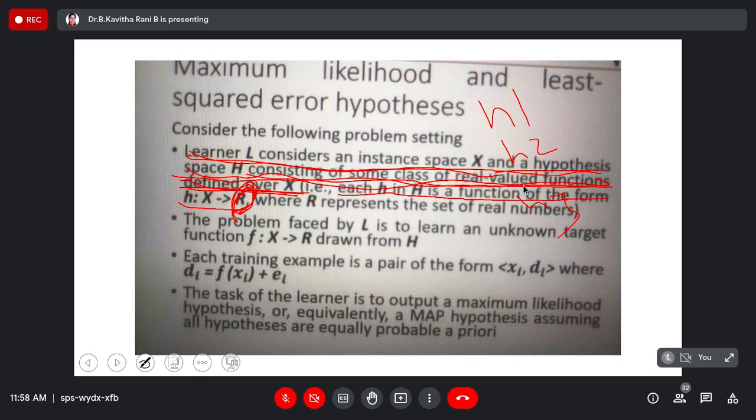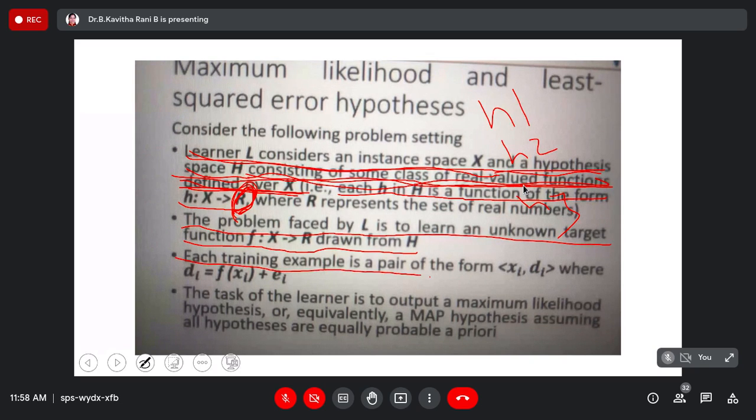Okay, so the problem faced by L is to learn an unknown target function f, such that x is drawn from h. Any target function should come from the hypothesis space. So that is our problem. New data is given, and it should give an accurate result. So this is our problem.